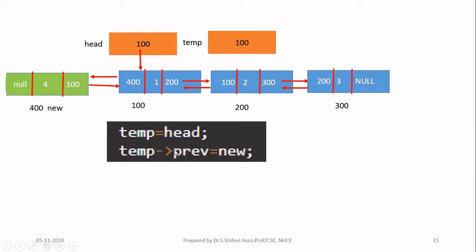In which place do I have to copy? It is nothing but the previous of temp. Temp contains 100. In the previous of temp, that is here, this is previous, I am storing the value as 400. So when I do that, this link will be automatically created. So now I created these two links.